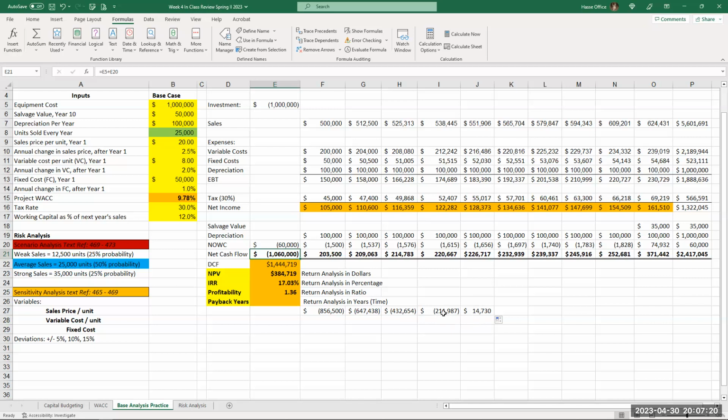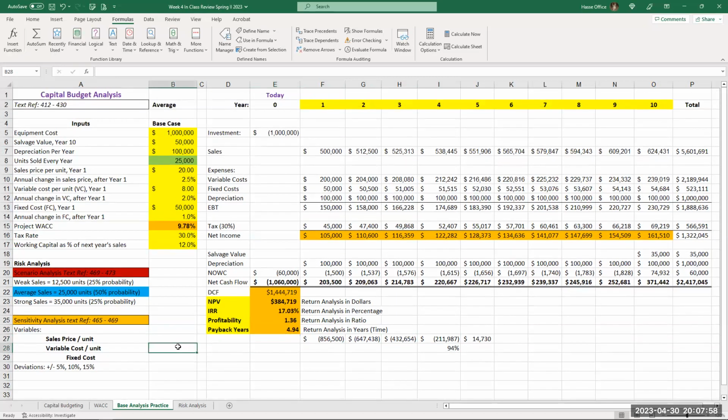Well, what percent is $211,987 of $226,717? Well, let's do that. Equals negative, divided by 226,717. We get 94%. So 94% of the 5th year to pay back the balance of the $1,060,000. So 1, 2, 3, 4.94 years. That's 94%. And there's our payback.